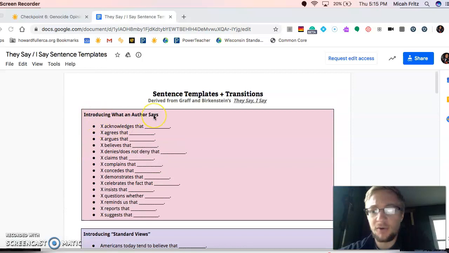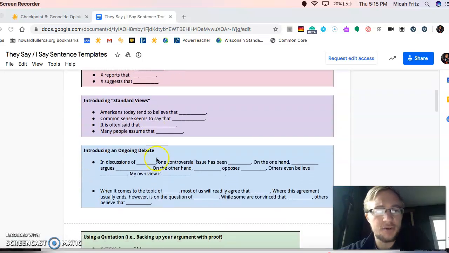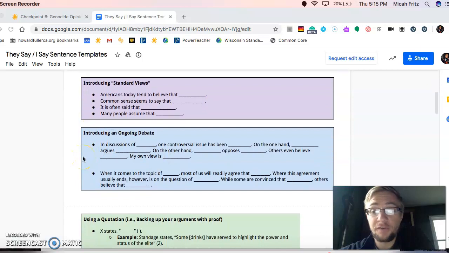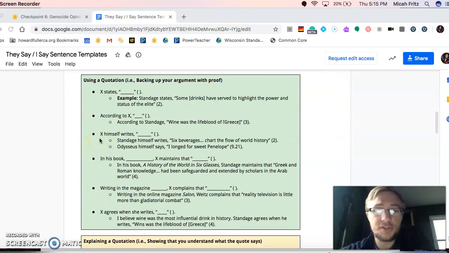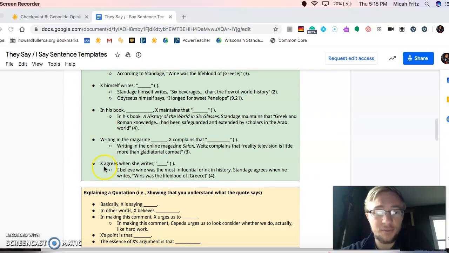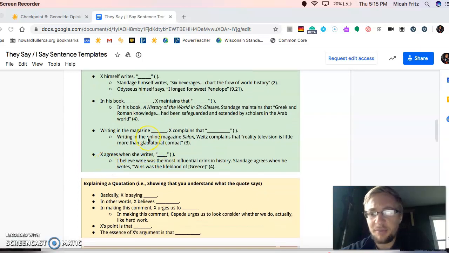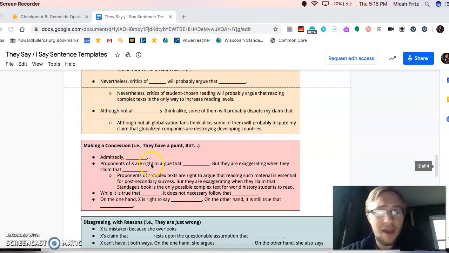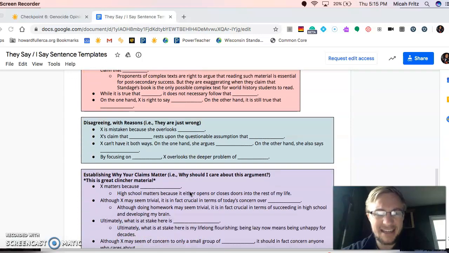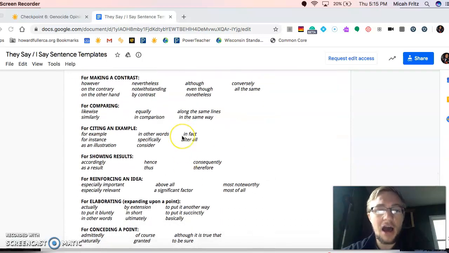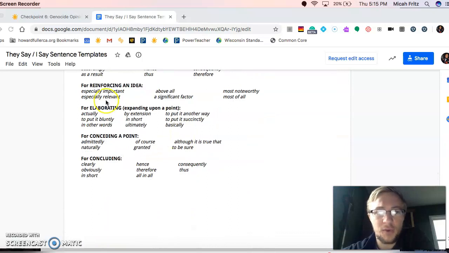You have introducing what an author says, like introducing a quote. These blue ones are good for your counterclaims. Here, green is going to be good for starting a quotation as well and using some proof in there. And there's some good examples in here on how to use those. If you copy and paste those, that's not plagiarism because you're still filling it in with your own information. So make sure you are erasing anything that doesn't need to be there, like underlining an X, things like that. Okay. Some good transition words down at the bottom as well.